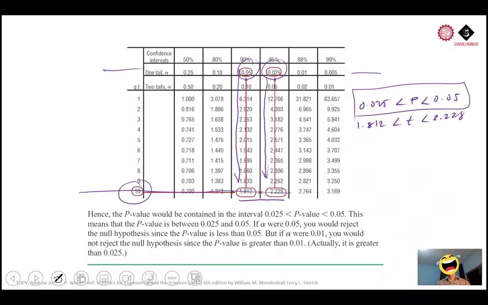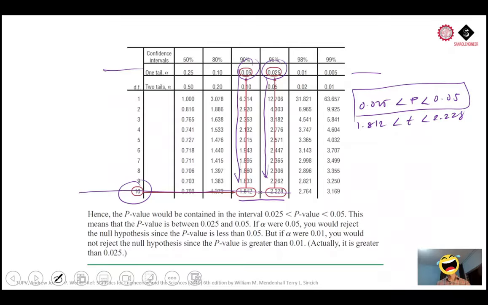So hence, the p-value would be contained in the interval of 0.025 and 0.05. This means that the p-value is between. If alpha were 0.05, for instance, you would reject the null hypothesis, depending on the value of alpha. So yeah, that's how to use the p-value method.